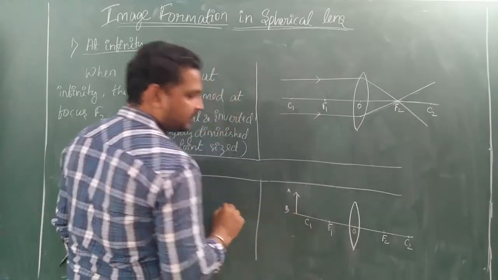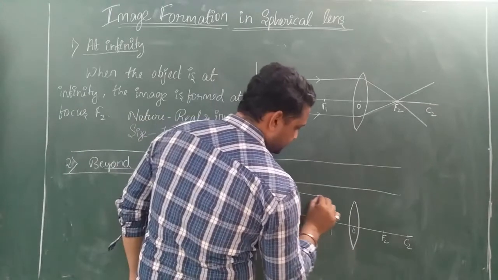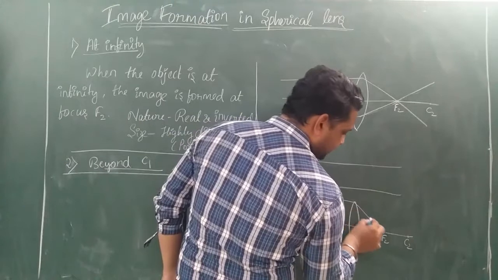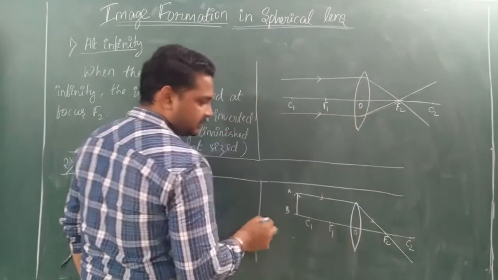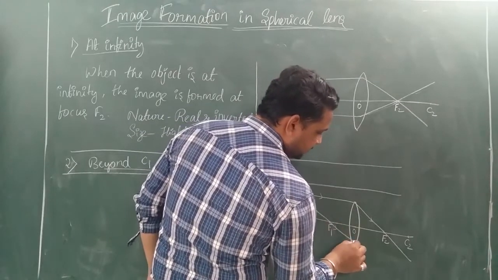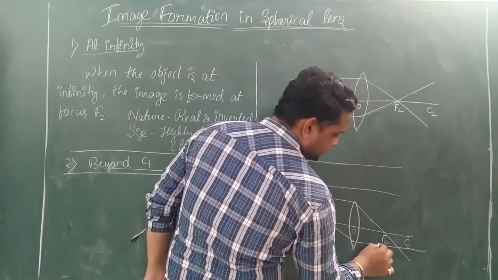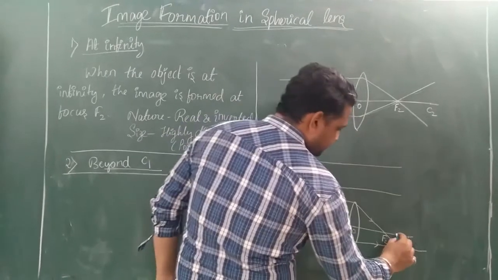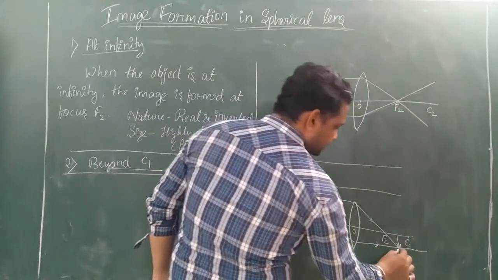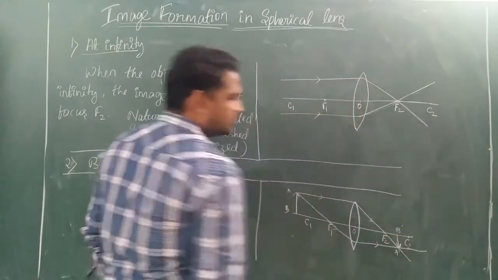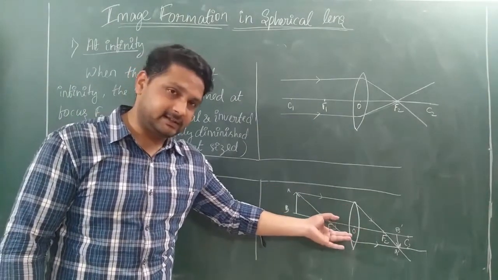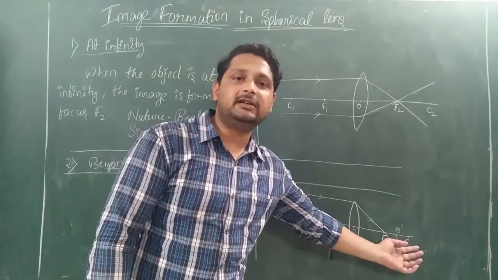Beyond the center of curvature at a finite distance, let's see. This is the incident ray parallel to the principal axis, and the emergent ray passes through the focus. We will take another ray passing through F1, but it will move parallel to the principal axis. So this is the point of intersection, and here the image is formed. This is A'B'. So what do you see here? The object is beyond C1. In case of a convex lens, the image formed is between F2 and C2.